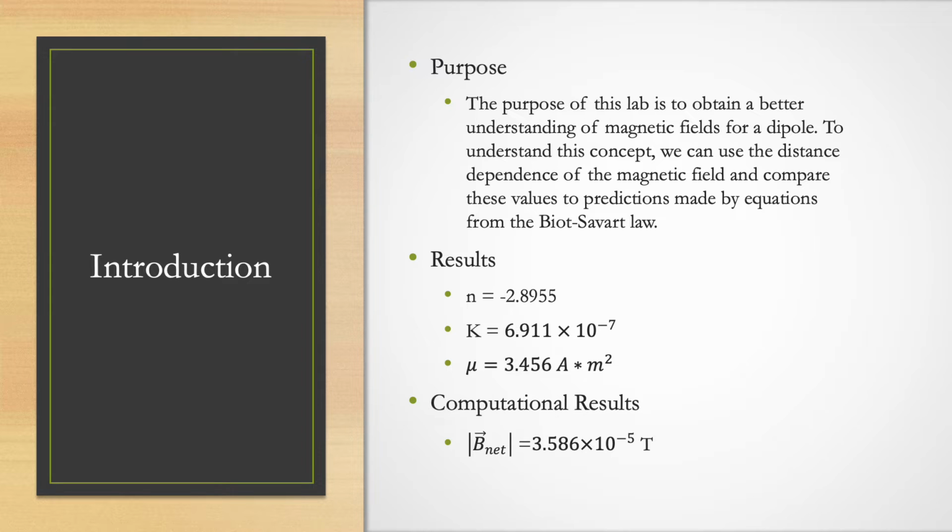The purpose of this lab is to obtain a better understanding of magnetic fields for a dipole. To understand this concept, we can use the distance dependence of magnetic fields and compare these values to predictions made by equations from the physics laws. I found that from calculations, n is equal to -2.8955, k is equal to 6.911 times 10 to the negative 7th, and mu is 3.456. From the computational results, I got 3.586 times 10 to the negative 5th Tesla.